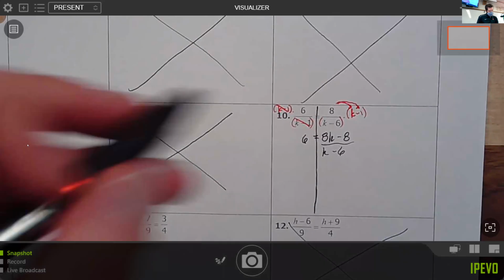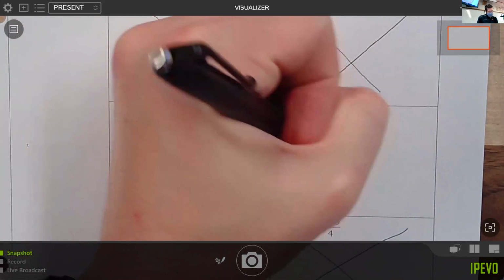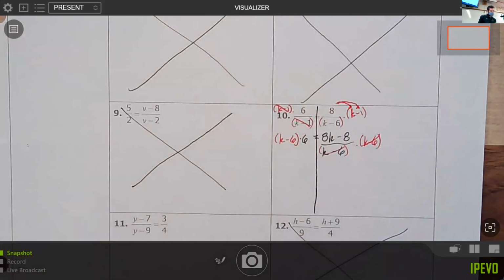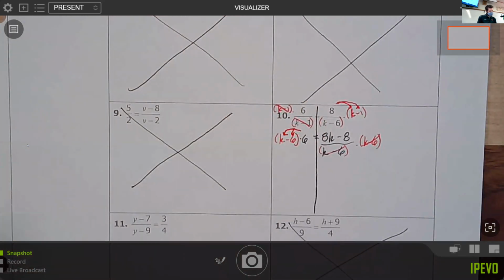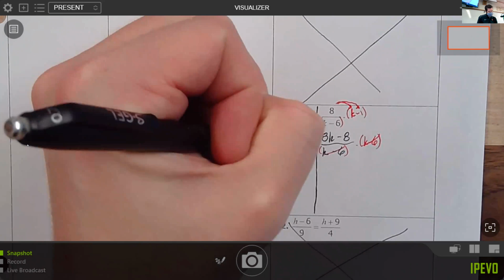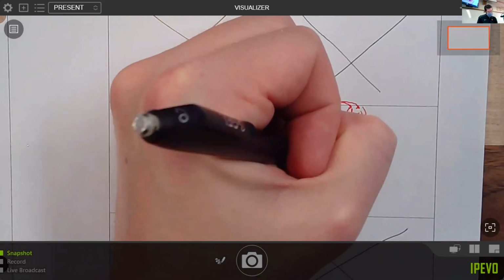All right, then we can multiply both sides by k minus 6 and k minus 6. So on the right side, they cancel out, and on the left side, we distribute the 6 to the k and to the minus 6. 6 times k is 6k. 6 times negative 6 is negative 36. That equals 8k minus 8.